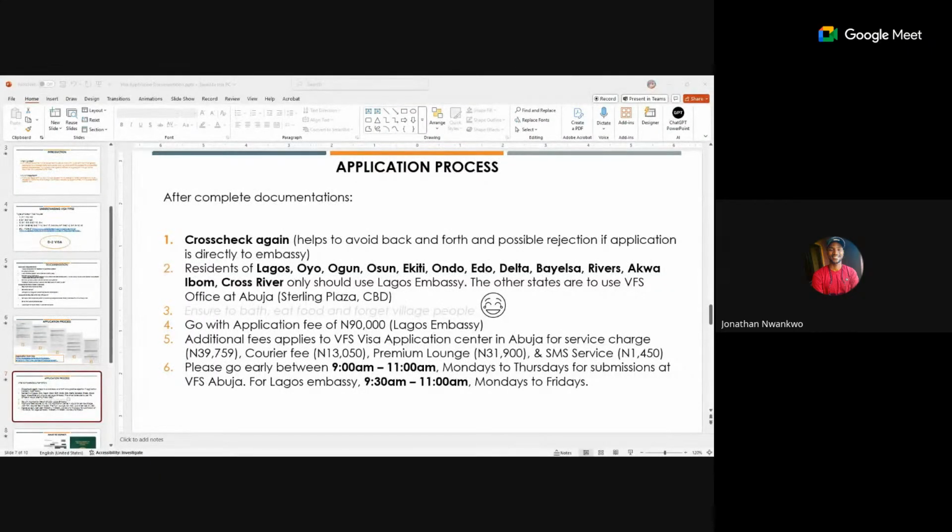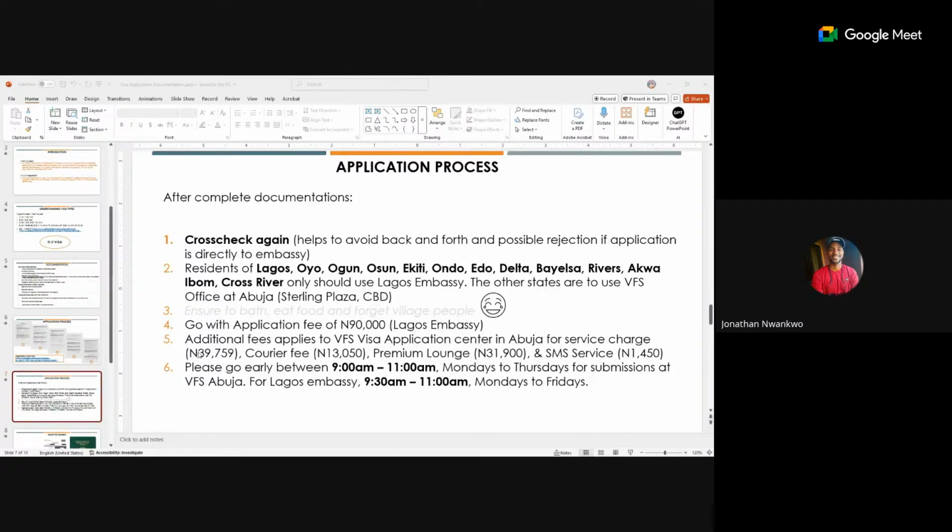Now, for residents of Lagos, Oyo, Ogun, Osun, Ekiti, Ondo, Edo, Delta, Bayelsa, Rivers, Akwa Ibom, and Cross River, you are to use the Lagos Embassy alone. If you know you are based in any of these states, which is going to reflect in the address that you input in all of these applications, please go to the Lagos Embassy for your application. There is no 'I did not know.' They will send you back. Now, every other state outside of these states that has been listed, you are to use the VFS office at Abuja.